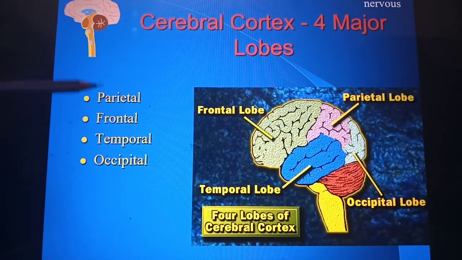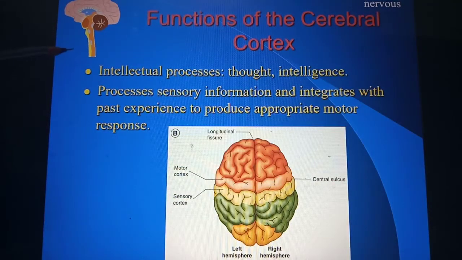So the cerebrum, the cerebral cortex, consists of four major lobes: the parietal lobe, frontal lobe, temporal lobe, and occipital lobe, as you can see in the picture. Frontal, as the name indicates, is in the front, and the parietal, temporal, and occipital are at the back. What are the functions of the cerebral cortex? I have been repeating: one is thought and intelligence, then the motor, the muscle, whatever actions you do, they are all controlled by the cerebral cortex.